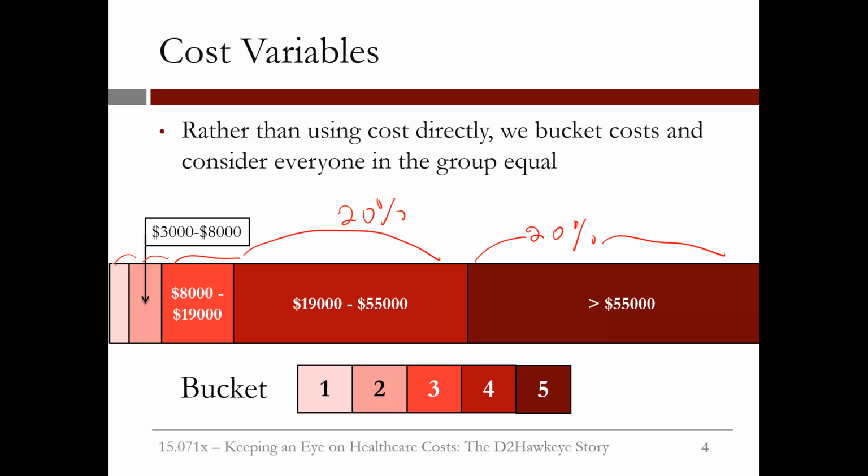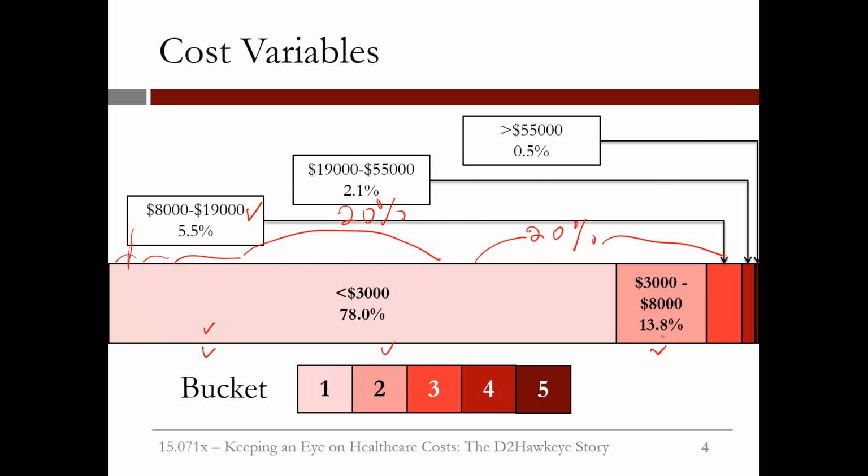So the partitions were from 0 to 3,000, from 3,000 to 8,000, from 8,000 to 19,000, from 19,000 to 55,000, and above 55,000. The number of patients that were below 3,000 was 78% of the patients. Just to remind you, we created the buckets so that the total cost in each bucket was 20% of the total. But the number of patients in bucket 1, for example, is very high, 78%.